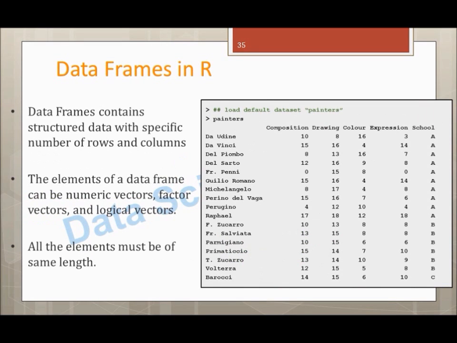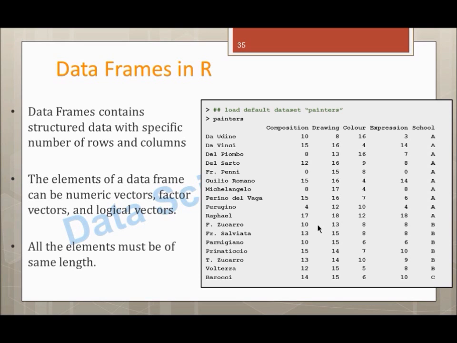One of the very important data types in R is called data frames, and data frames contain structured data with a specific number of rows and columns. So as you can see in that example, I have a data frame called painters, and it has a certain number of rows and 5 columns in it.